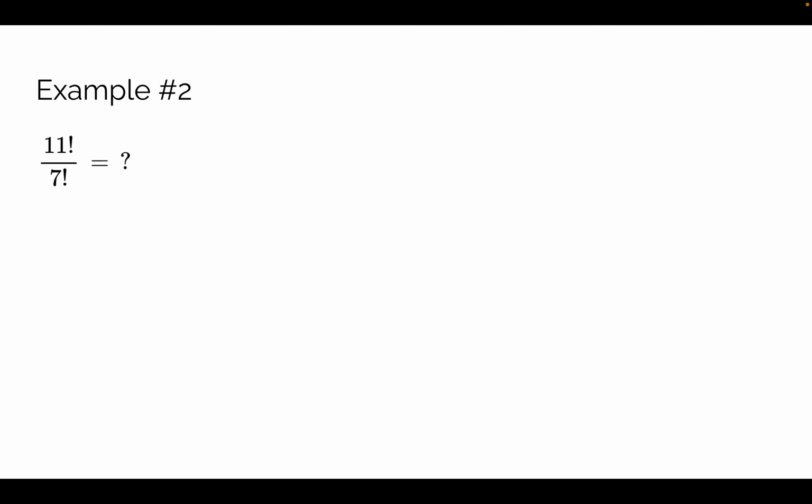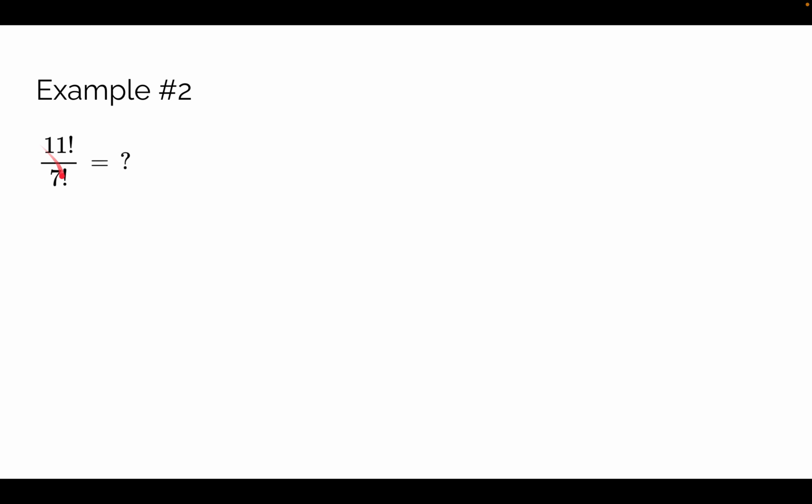So example number 2 is 11 factorial divided by 7 factorial. So don't get freaked out because it looks a little bit more complicated. We can break this down step by step in order to easily solve this question. So first of all, let's just look at the numerator. So what is 11 factorial? 11 factorial is the product of 11 times all the numbers which come before it. So 11 times 10 times 9 times 8 times all the way to times 2 times 1.